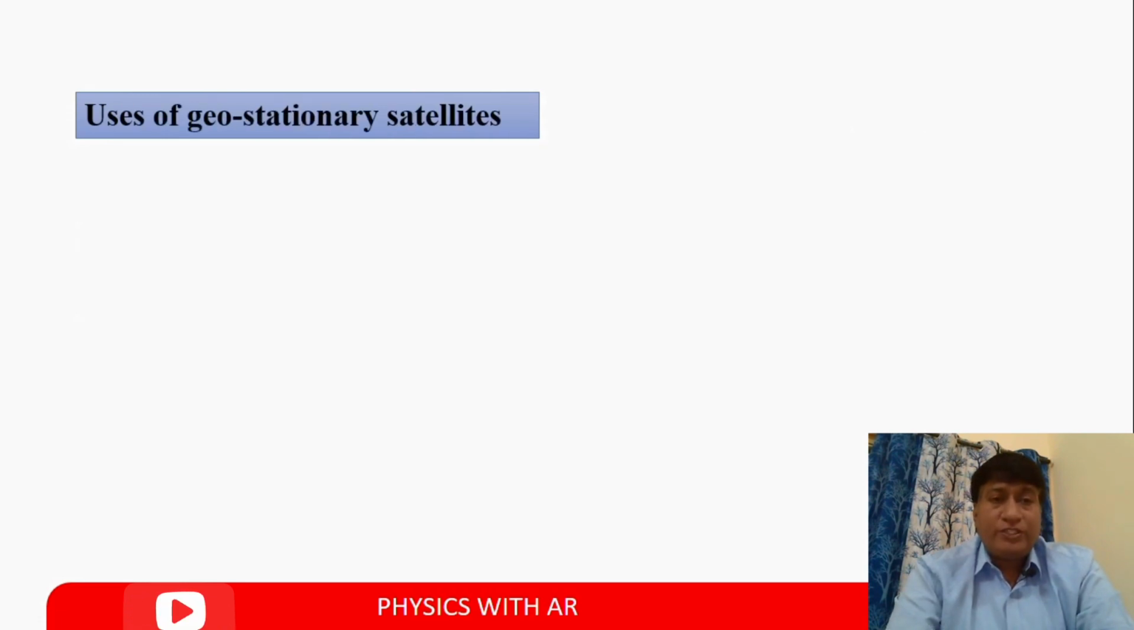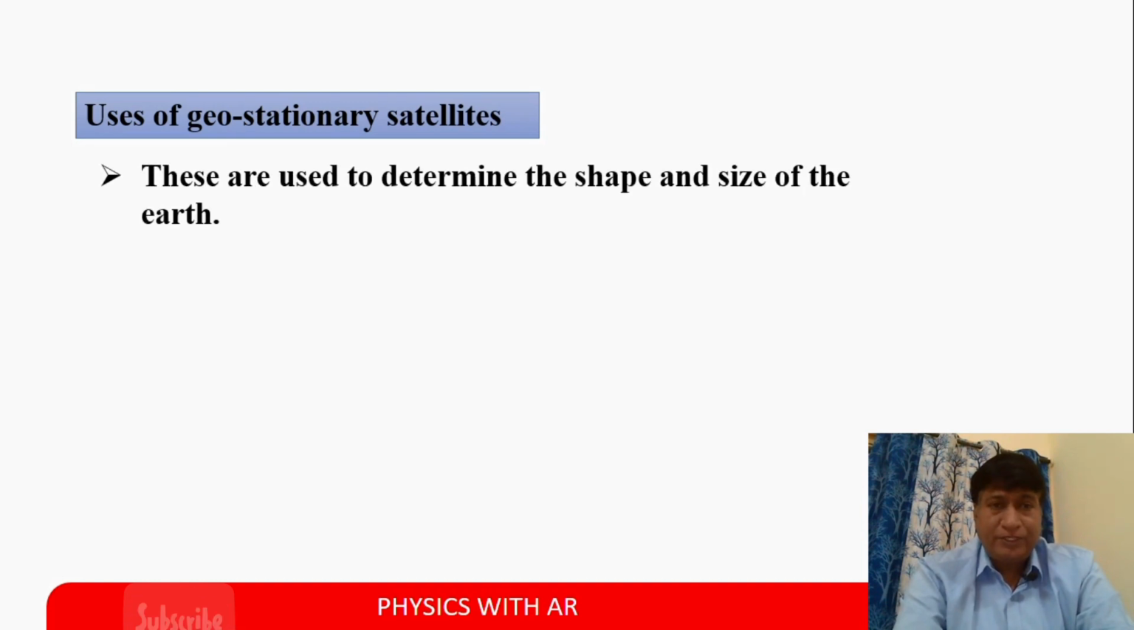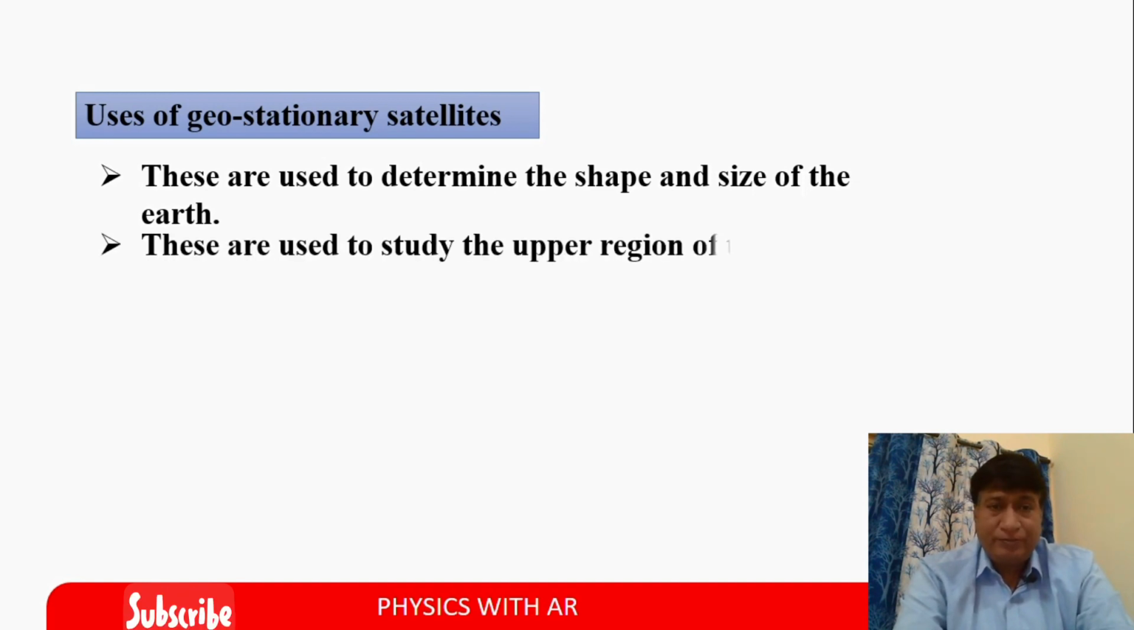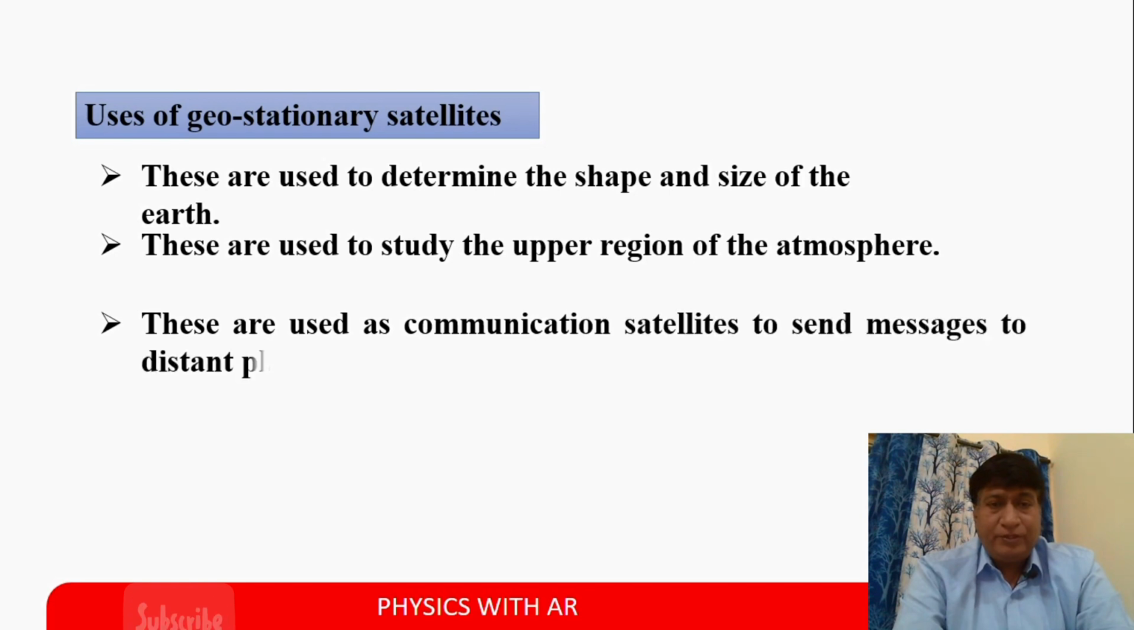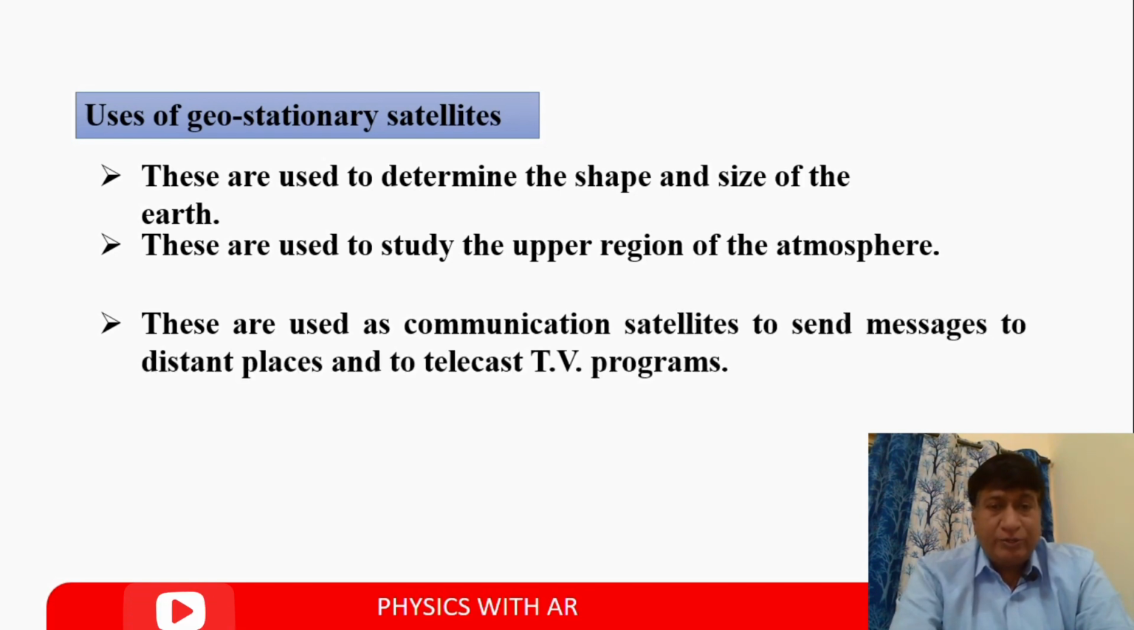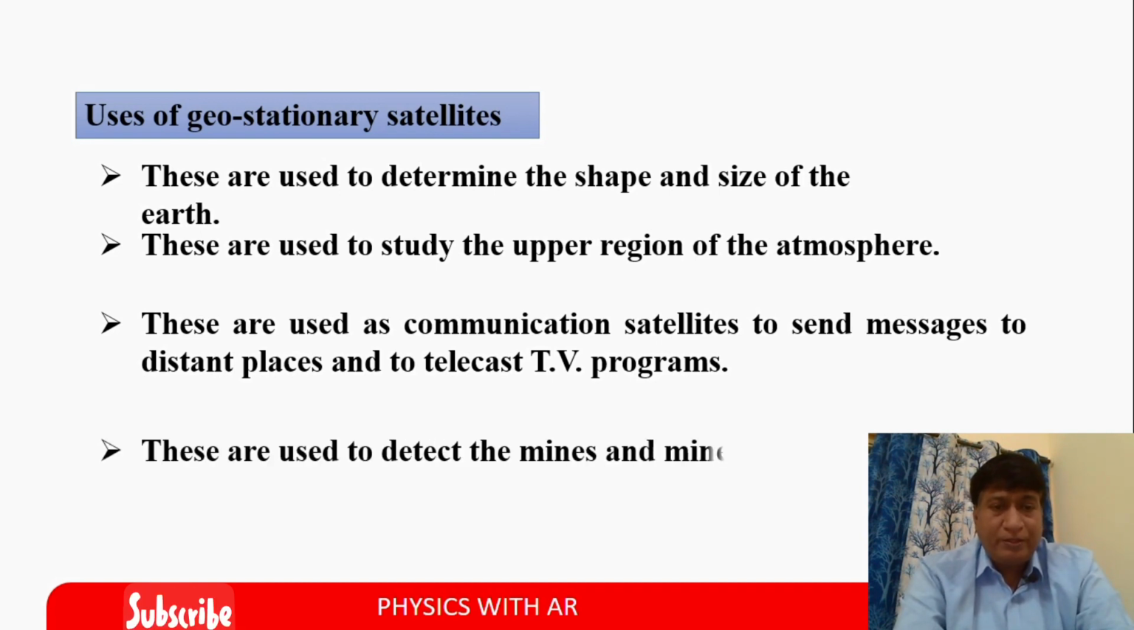So what are the uses of these geostationary satellites? These are used to determine the shape and size of the Earth. These are used to study the upper region of the atmosphere. These are used as communication satellites to send messages to distant places and to telecast TV programs, which is nothing but television programs. These are used to detect mines and minerals in the Earth.